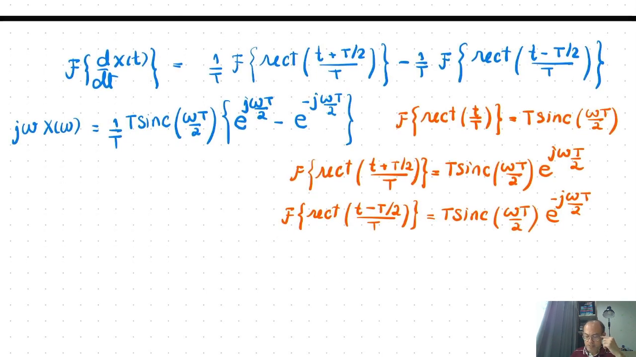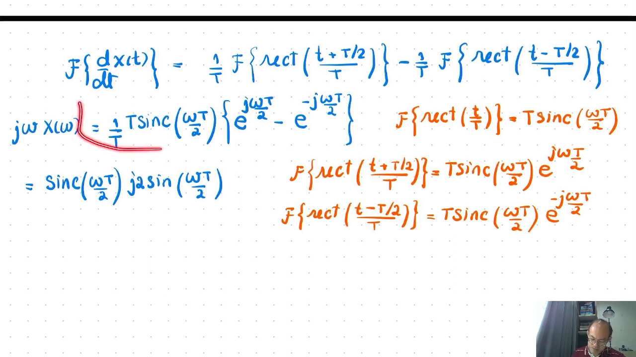Now, this we know from Euler, right? It is 2j sine of omega T over 2. So we have 1 over big T. Now T will be gone, right? T will cancel each other. So T is gone. So we have sin omega big T over 2. Then the parenthesis is j2 sine of omega big T over 2.